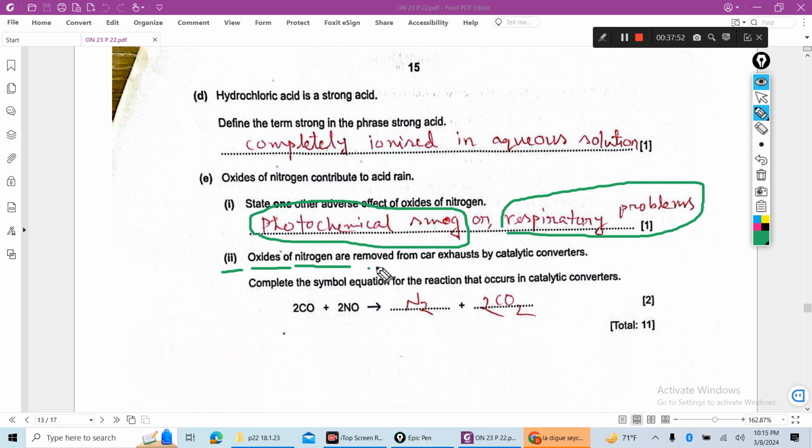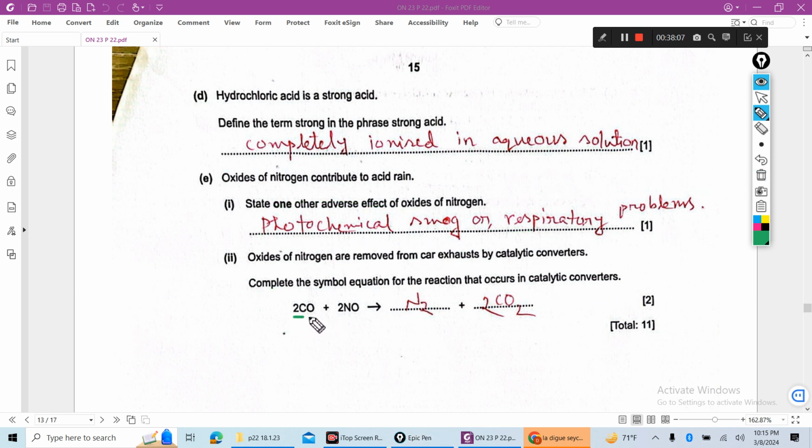Now 2. Oxides of nitrogen are removed from car exhaust by a catalytic converter. Complete the symbol equation for the reaction that occurs in a catalytic converter. Carbon monoxide is a harmful gas, nitrogen monoxide is a harmful gas. The catalytic converter reacts these harmful gases and converts them to nitrogen and carbon dioxide. They convert more harmful gas to less harmful or non-harmful gas. Carbon monoxide reacts with nitrogen monoxide to produce nitrogen and carbon dioxide.